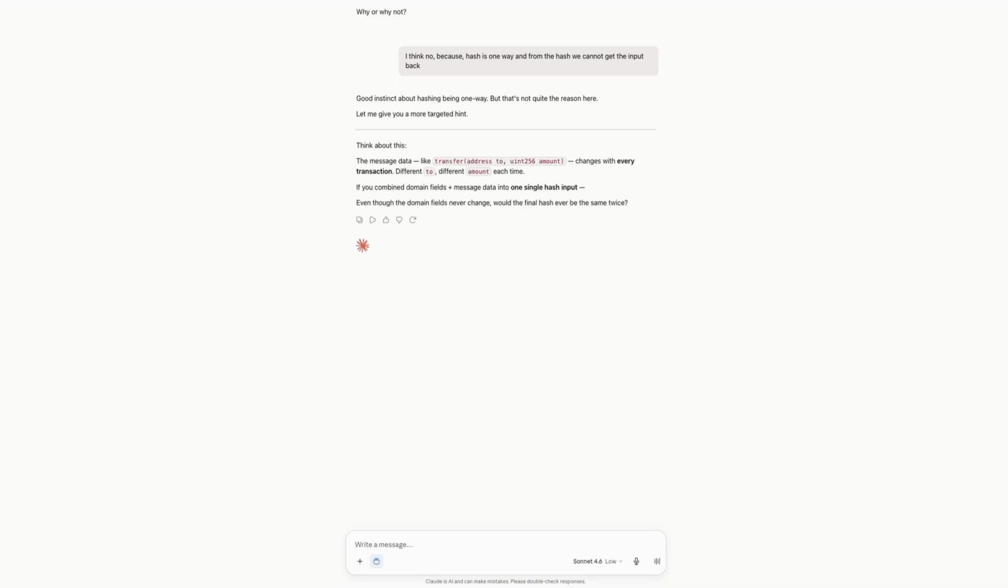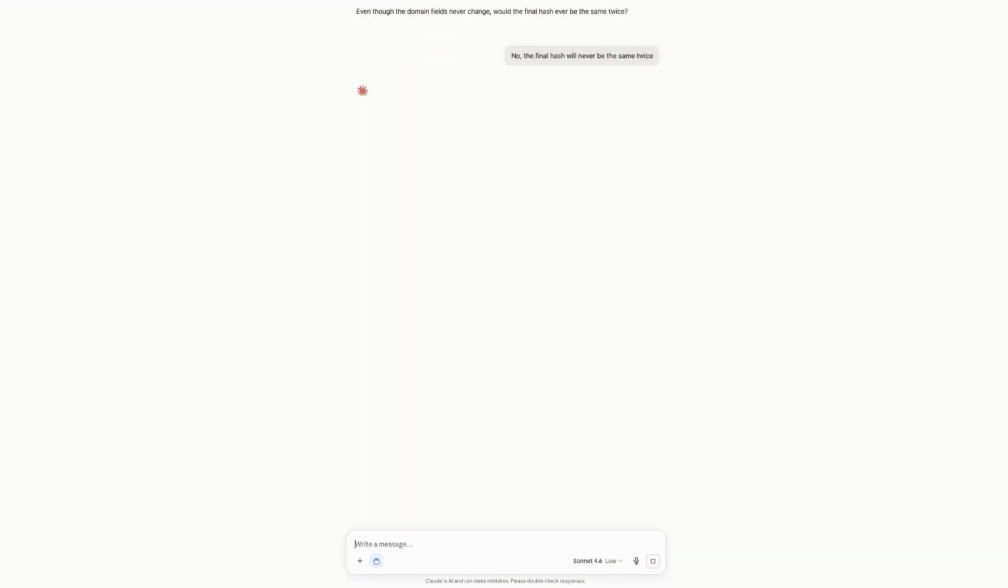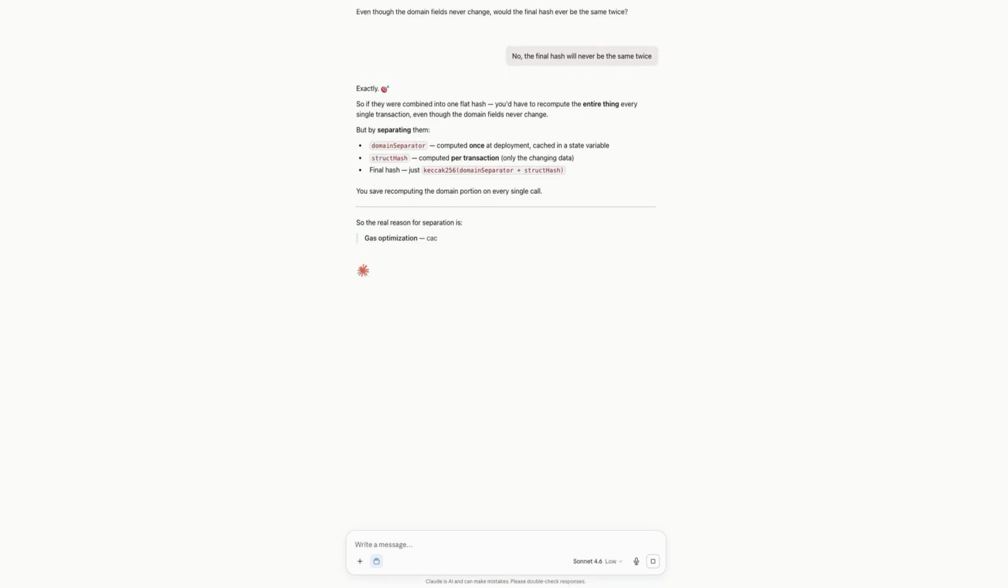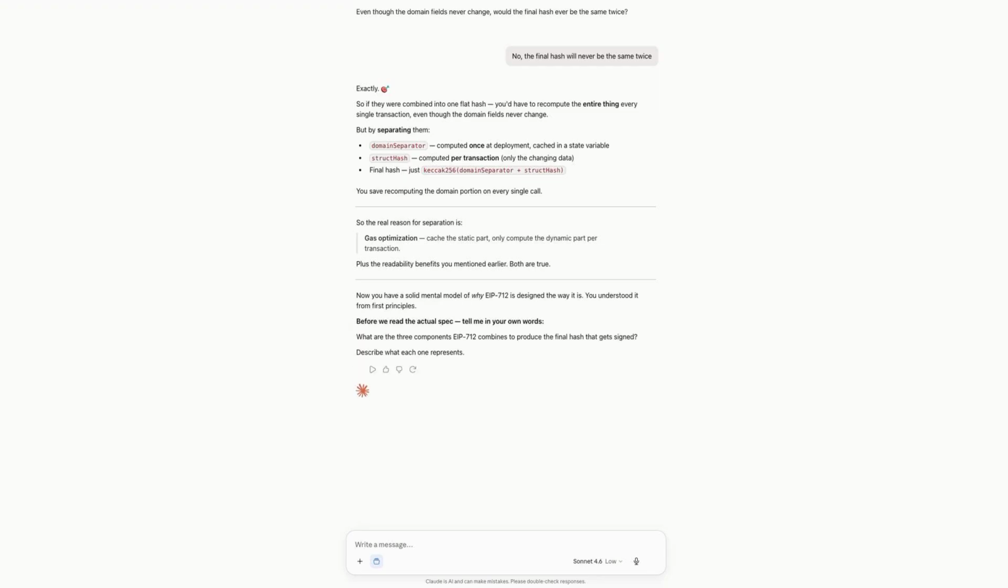And that's not quite the reason here. The message data, like call data, changes with every transaction. If you combined domain fields plus message data into one single hash input, even though the domain fields never change, would the final hash ever be the same twice? No. The final hash will never be the same twice. So if they were combined into one flat hash, you would have to recompute the entire thing every single transaction, even though the domain fields never change.